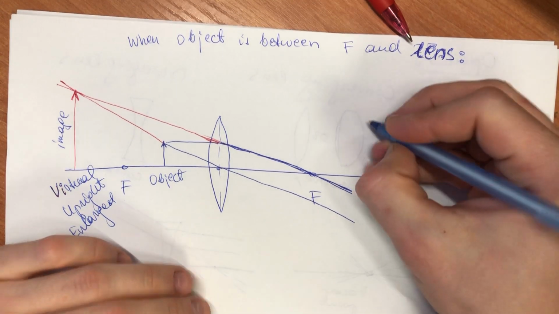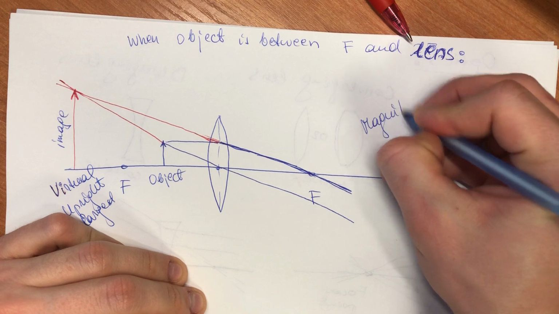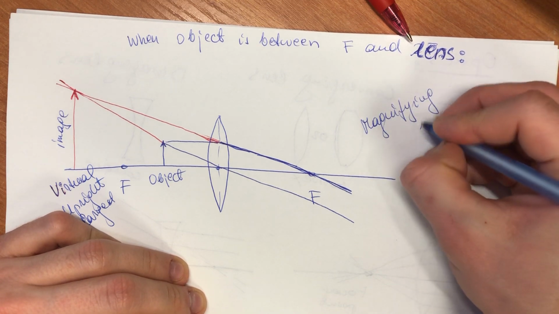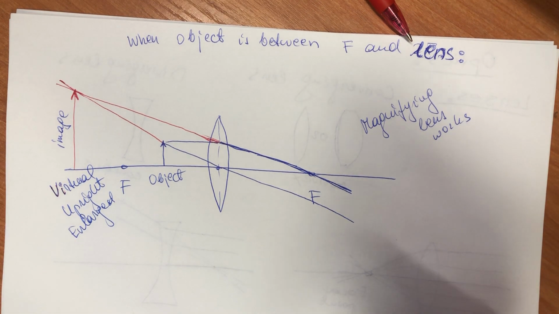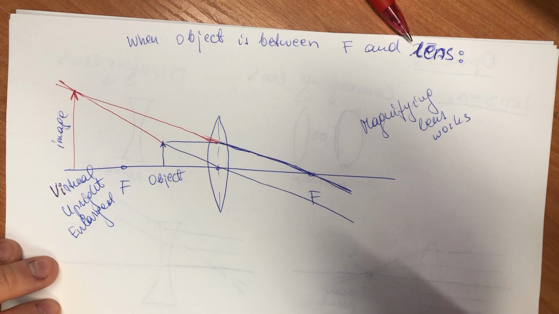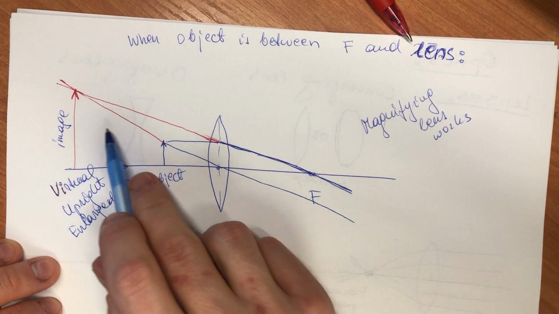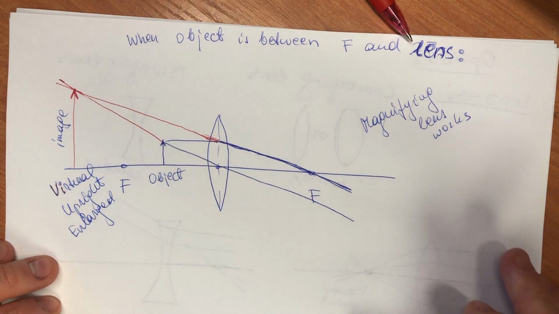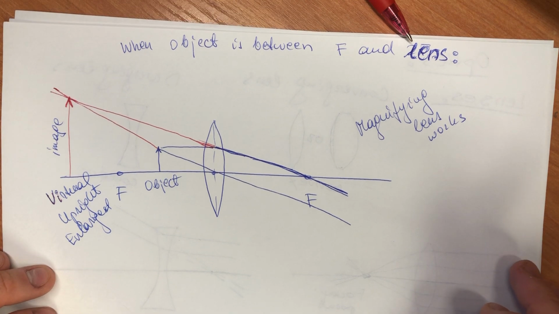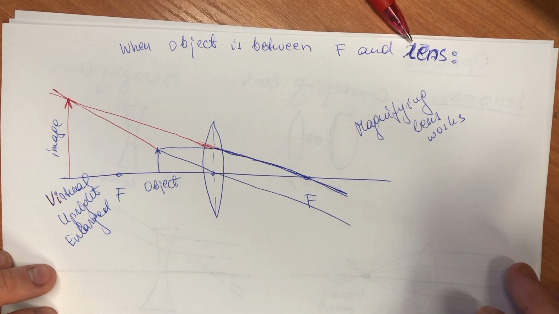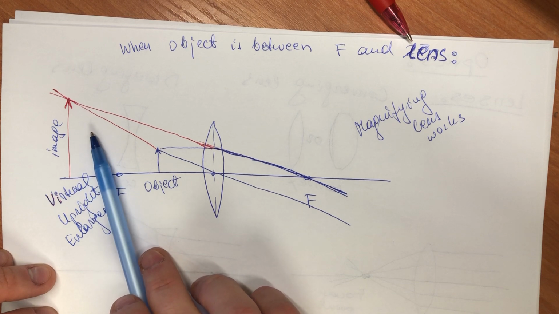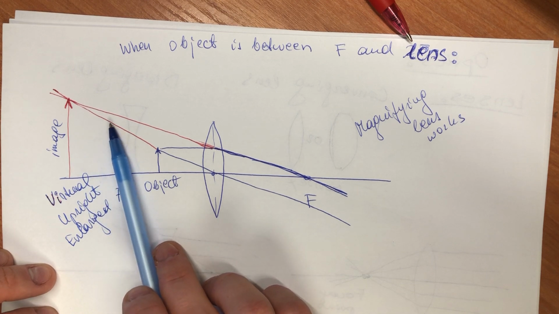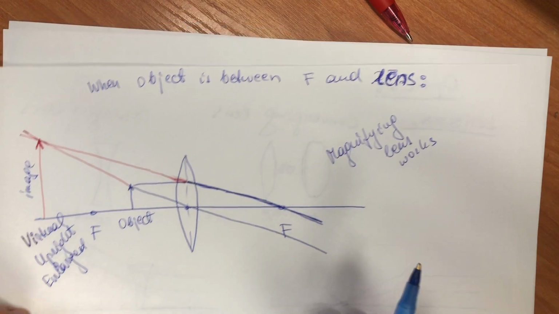So this is how a magnifying lens works, which you use to visualize a small object. The image is visible because the extensions of the light rays produce the image.